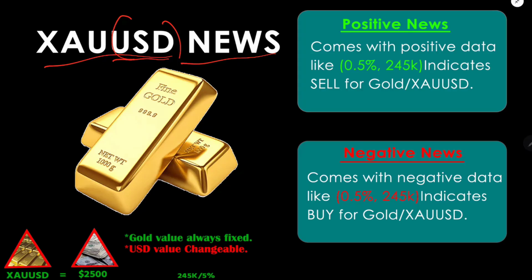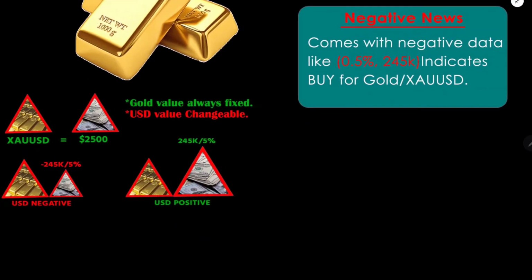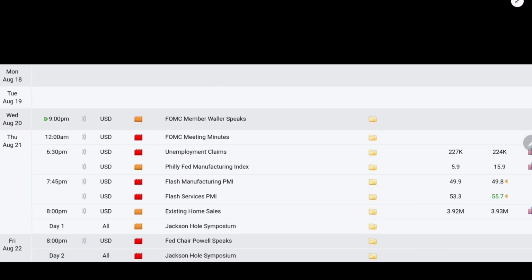Okay. Before we start, we need to see something about the gold news, or gold market. We basically have to follow two kinds of news. One of them is positive news, another one is negative news. So let's check the economic calendar. What kind of news is coming in the upcoming weeks?